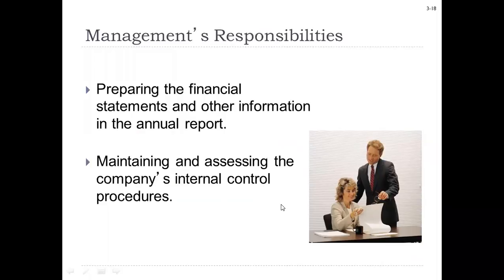Management's responsibility, we'll talk more about this later. So the annual report, as we just saw, contains the financial statements, disclosures, and management discussions. That's one of management's responsibilities, preparing the financial statements. And then maintaining and assessing the company's internal control procedures is also important.